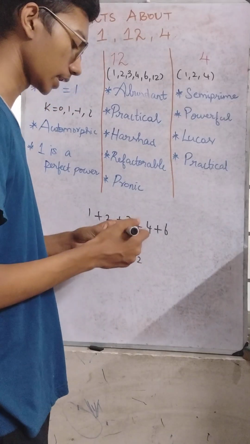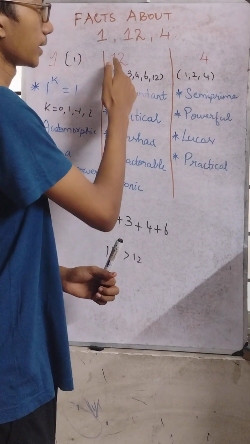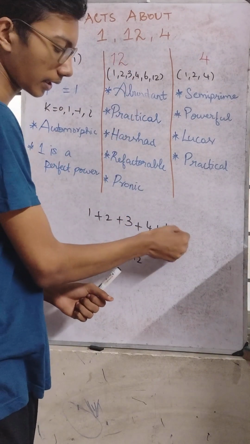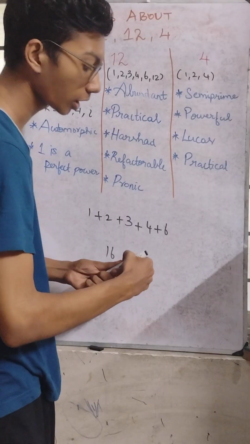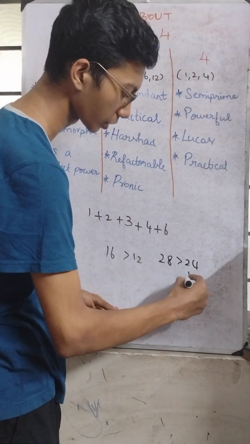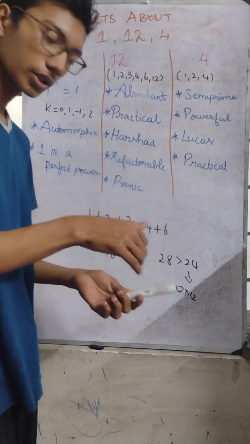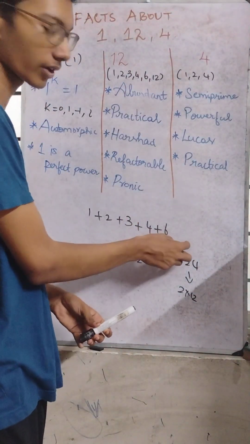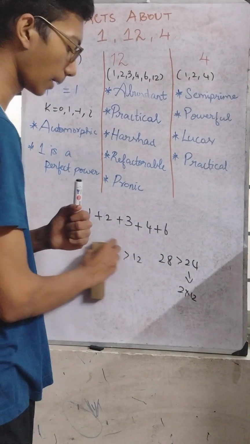16 is greater than 12. That is, the sum of its proper divisors is greater than the number itself. If we take 12 here, then we need to check with twice the number. So we got 28 with that, right? So 28 is greater than 24. This 24 is 2 times 12. So if you want to check with the number itself as the divisor, then we need to double this number. So that's why 12 is an abundant number.